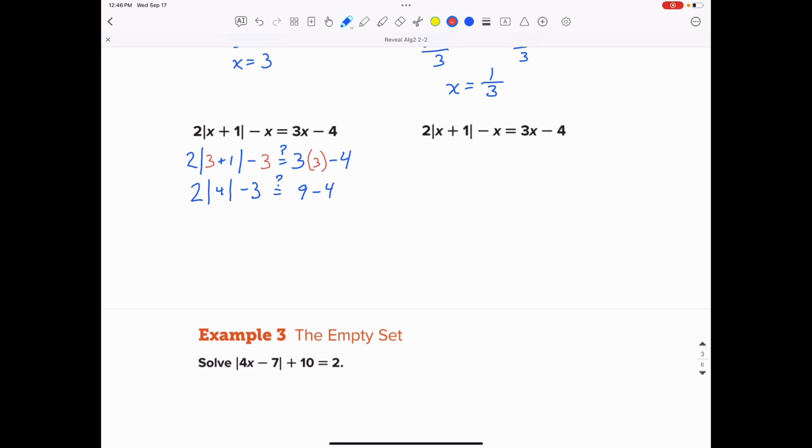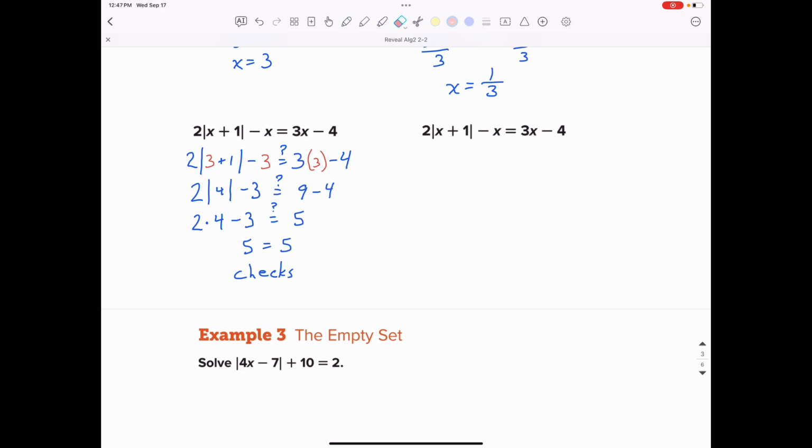Absolute value of 4 is just 4, so this becomes 2 times 4 minus 3. Does that really equal 9 minus 4 is 5? 2 times 4 is 8. 8 minus 3 is 5, so 5 does equal 5. So yes, this checks. So 3 is the solution.